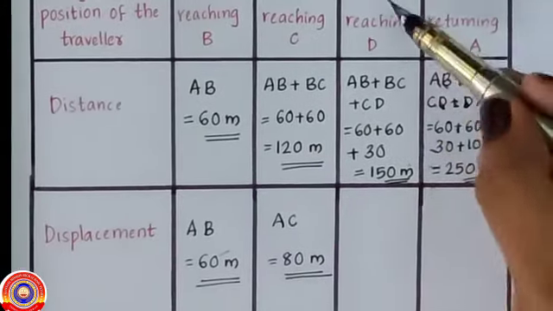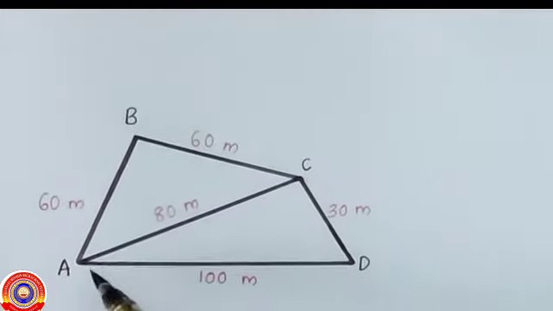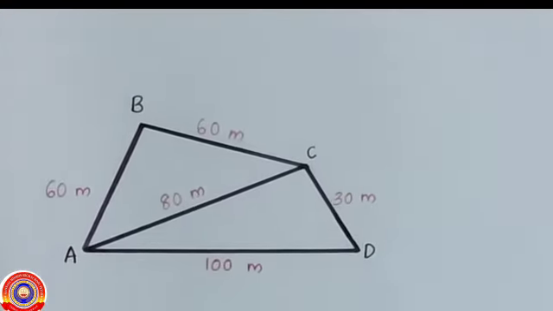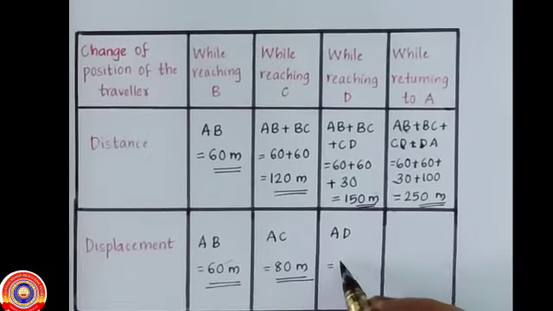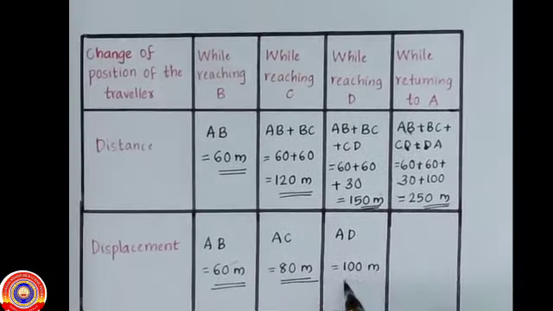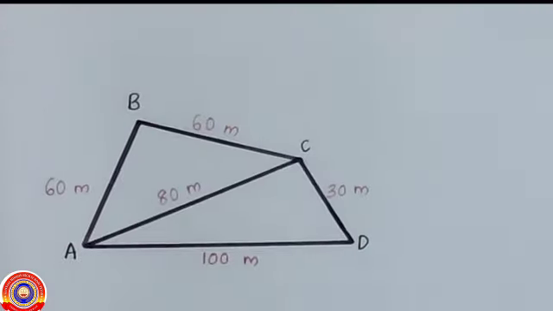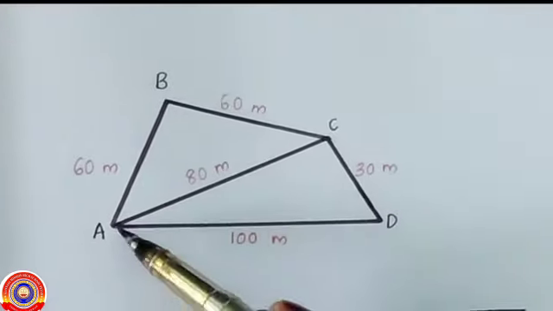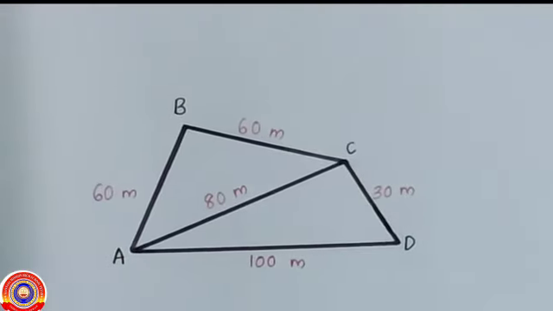Then the displacement at D. Initial point A, final point D. The straight line distance is AD. AD is equal to 100 meter. That is, 100 meter is the displacement when the person reaches D. Finally, he reaches A. The initial and final points are the same. So the displacement is 0.